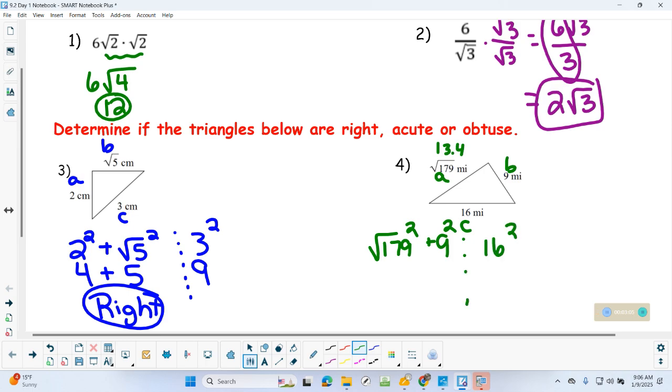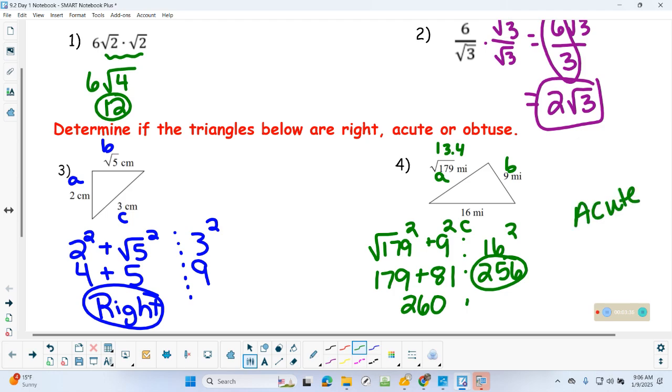Okay, let's test it. Square root, square, and cancel, got it. 9 squared, I know it. 16 squared, you probably need a calculator for. What's 16 squared? 256. All right, and what did you get when you did 179 plus 81? 216. So not right, because they're not the same. So now decide for me, acute or obtuse? Acute. Because remember, it's all off of your C squared. C squared smaller, acute. And let's get serious. Look at the triangle. Doesn't it kind of look like it's acute and not obtuse? It kind of does.